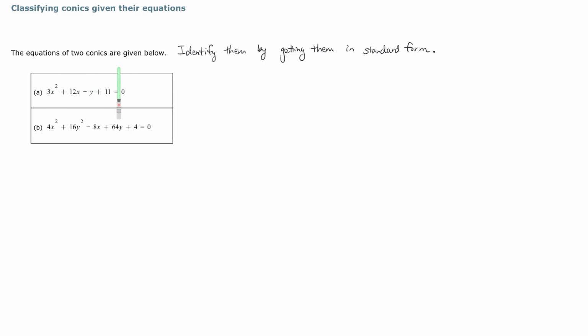The equations of two conics are given below. Identify them by getting them in standard form. So remember, there are 4 types of conics, 5 if you include the degenerate ones. But the 4 types of conics that you usually see are what?